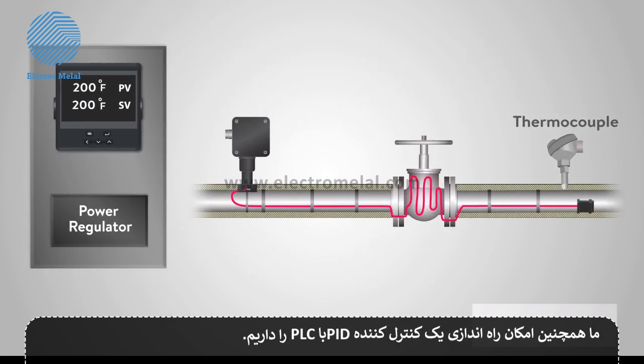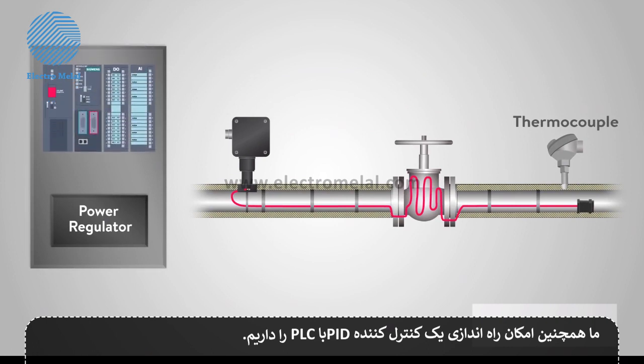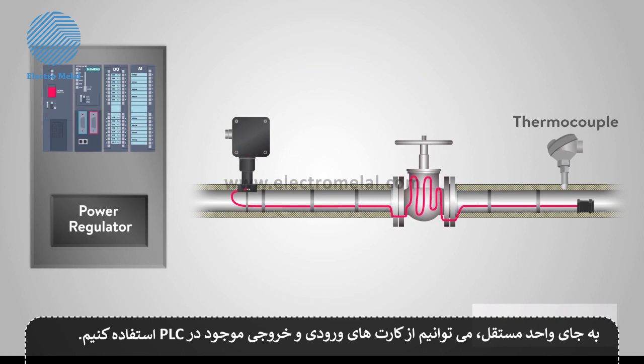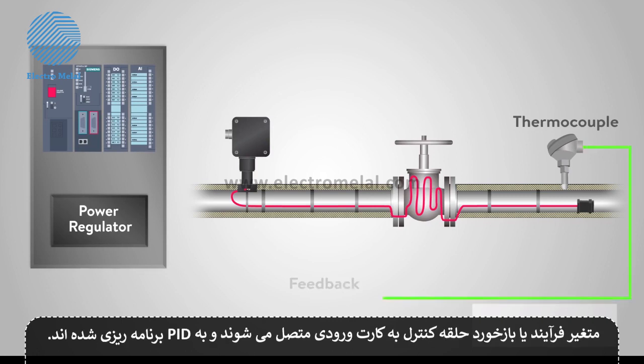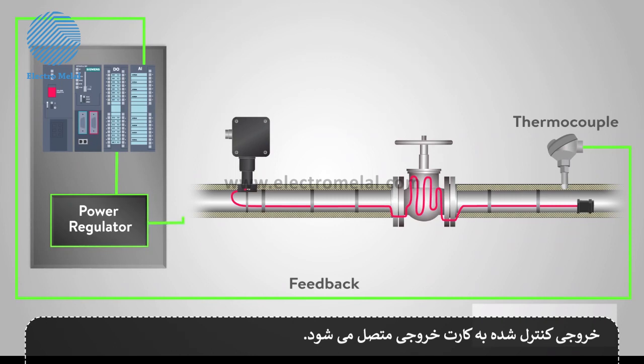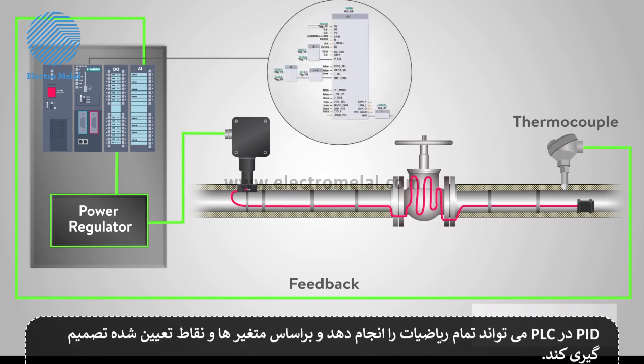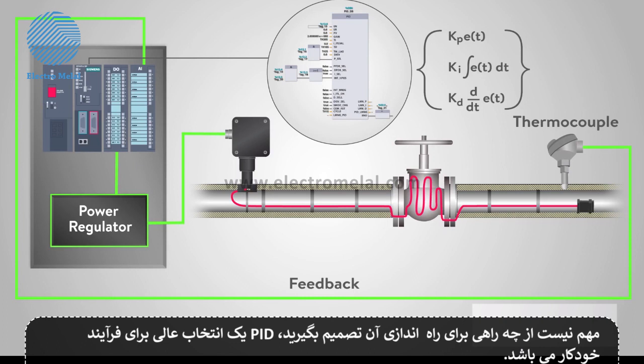We also have the option of setting up a PID controller with a PLC. Instead of the standalone unit, we can use the input and output cards already on our PLC. The process variable, or control loop feedback, would be wired to our input card and programmed into the PID. Our output being controlled is wired to our output card. The PID and the PLC can do all of the math and make the decisions based on the variables and set points. No matter which way you decide to set it up, a PID is an excellent choice for an automated process.